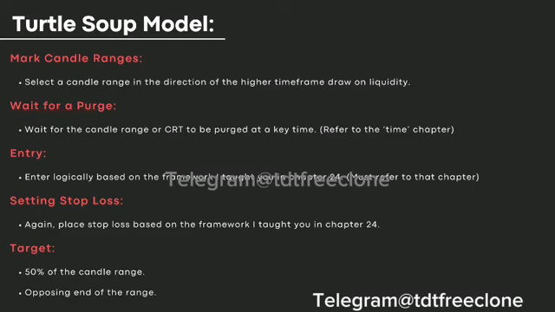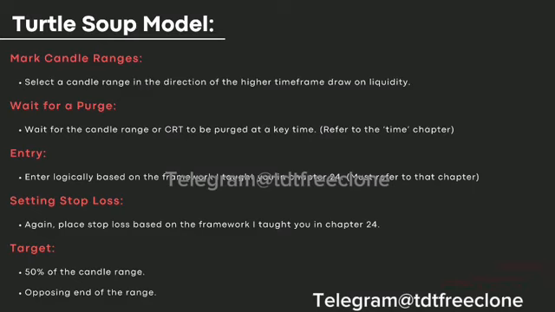You're going to select a candle range in the direction of the high time frame down liquidity, and that is going to act as an anchor point for you to frame your entry. This is basically a reference position for you. And once you've done that, the second thing is that you're going to wait for the candle range to be purged at a key time.